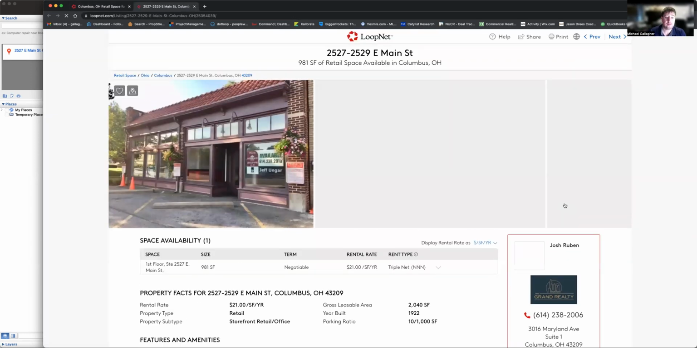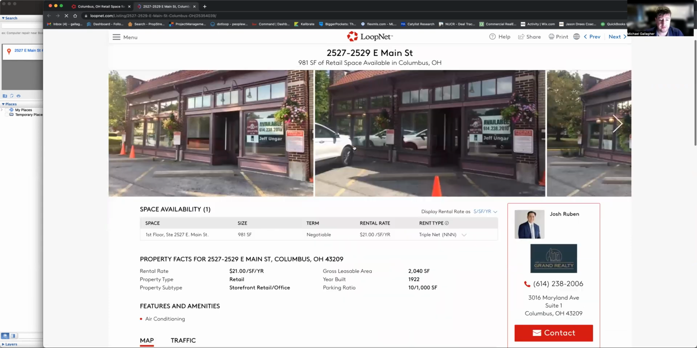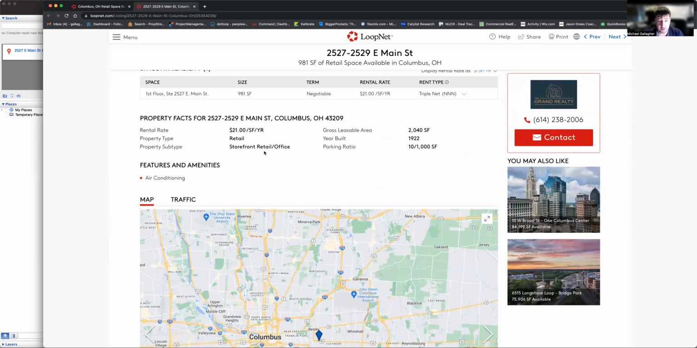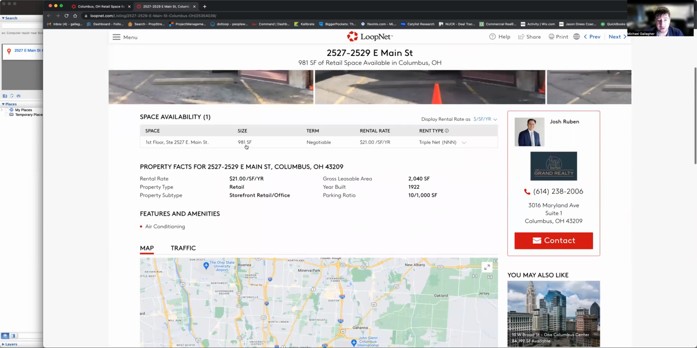So you look at the pictures, maybe the area. We're talking $21 a square foot per year, triple net. What that means, if you don't know, is that this space is 981 square feet. So you would take 981 square feet and multiply that by $21 a square foot a year. That's going to be your annual rent. So we can do that right now.